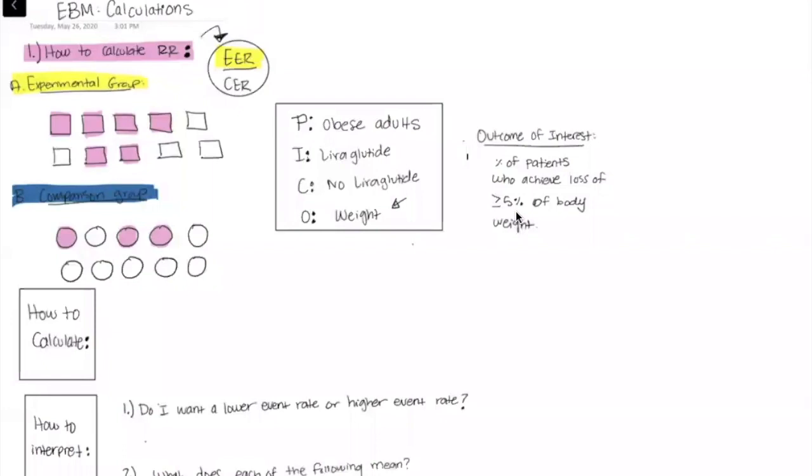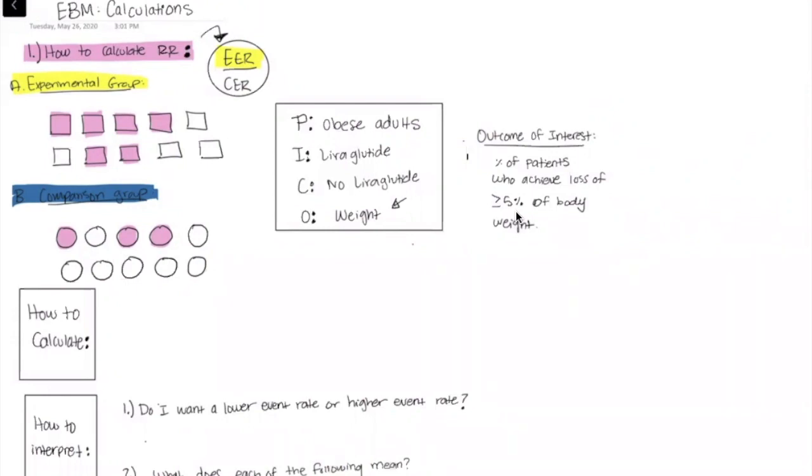In this video, we're going to learn how to calculate risk ratio and how to interpret risk ratio. So to start off, we want to know our formula, which is the EER divided by the CER. So this stands for the experimental event rate divided by the control event rate.